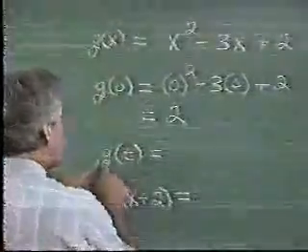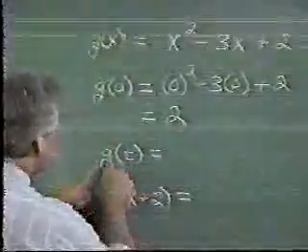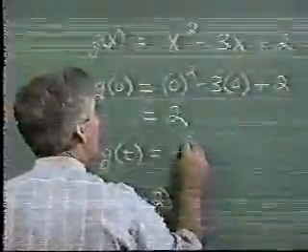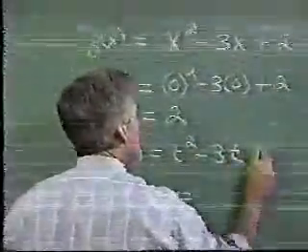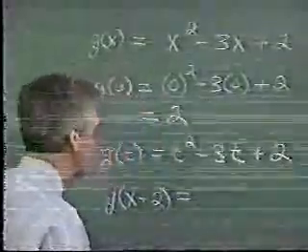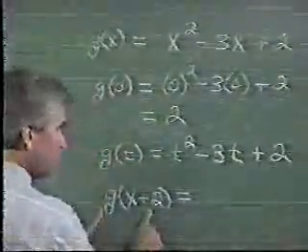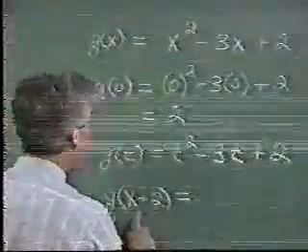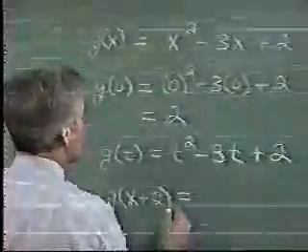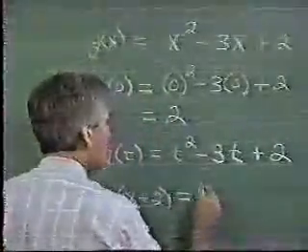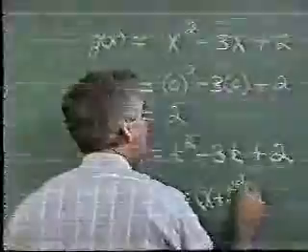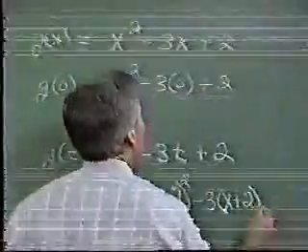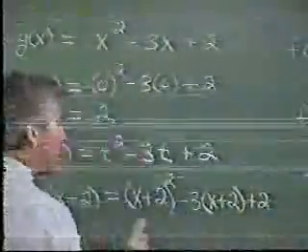Let's see, how about g of t? Well, that means in the g function, replace all the x's with t's. So it would simply be t squared minus 3 times t plus 2. Blind replacement. G of x plus 2. In the g function, replace blindly all of the x's with x plus 2's. So we would have, instead of x squared, x plus 2 squared. Instead of minus 3x, we would have minus 3 times x plus 2, and then plus 2. You see a blind replacement.